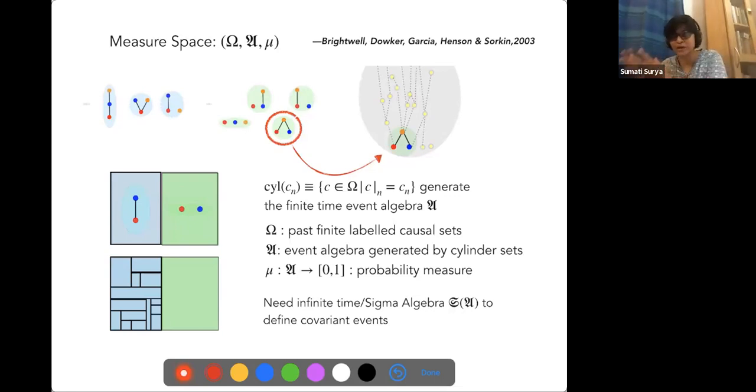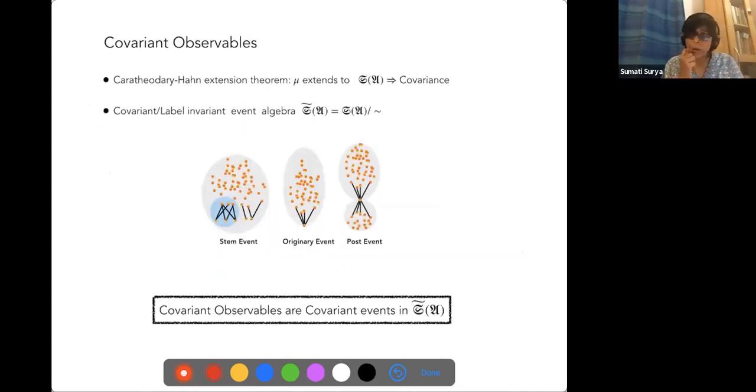But I said that we need to look at unlabeled ones because those are covariant events. And so what we actually need is to go to the full event algebra and to extend this measure, which is defined on this finite event algebra, to infinite time, so to speak, to this full sigma algebra. And that's the only way in which you can define covariant events. This is in fact the Carathéodory-Hahn extension theorem, which says that any classical probability measure will extend from a finitely generated algebra to the infinite one, which is where you can construct covariant events. So what are these covariant observables or events?